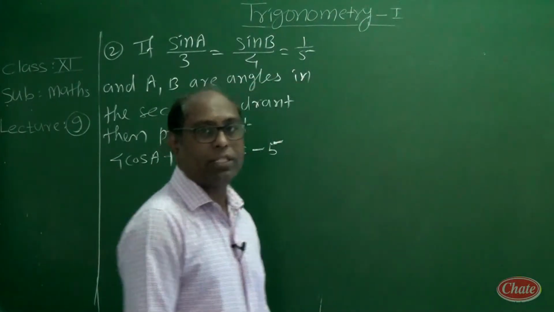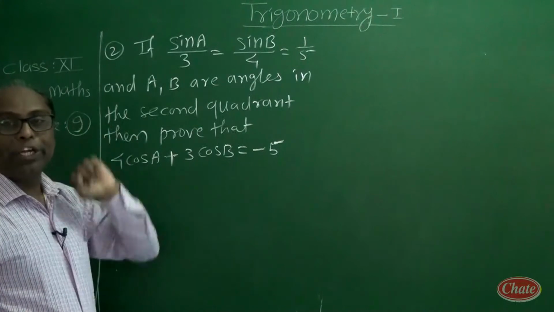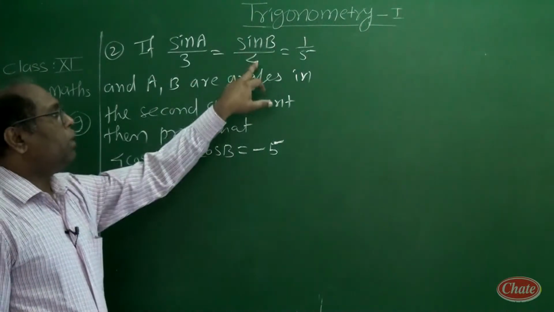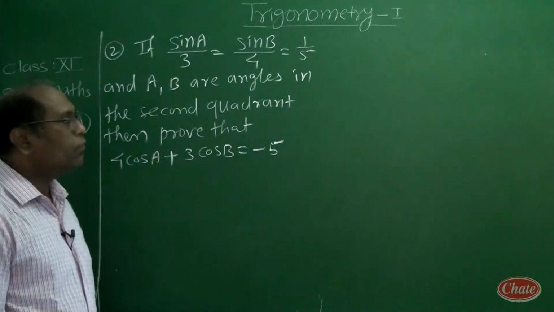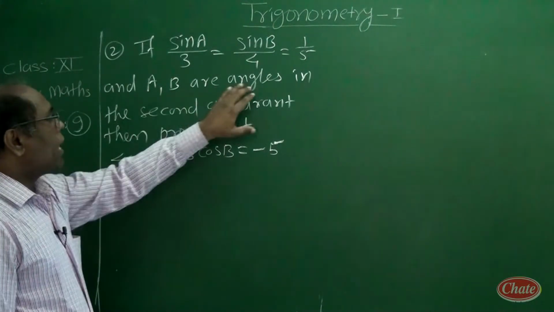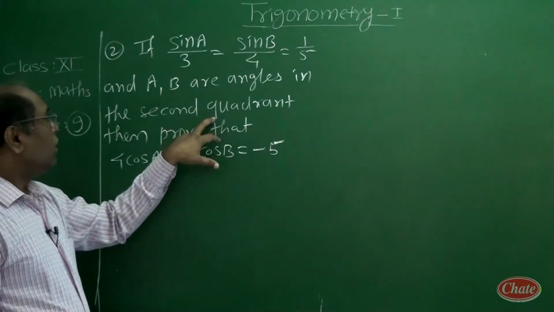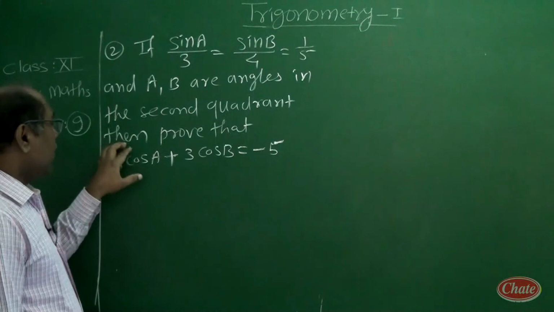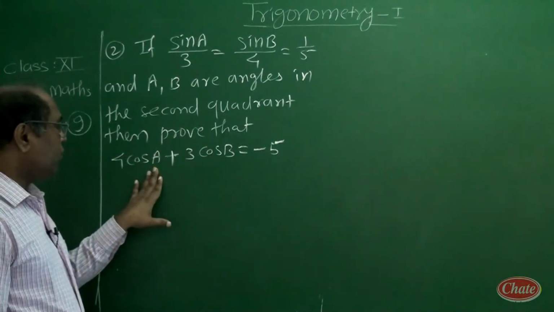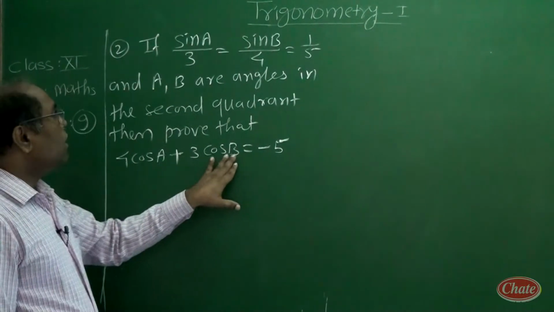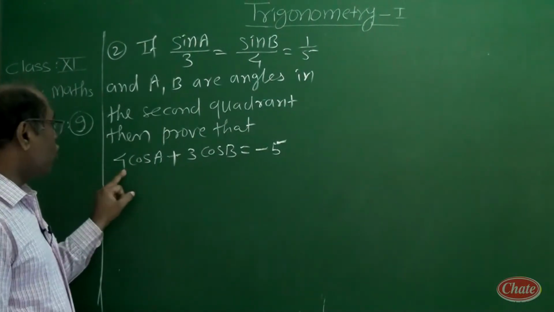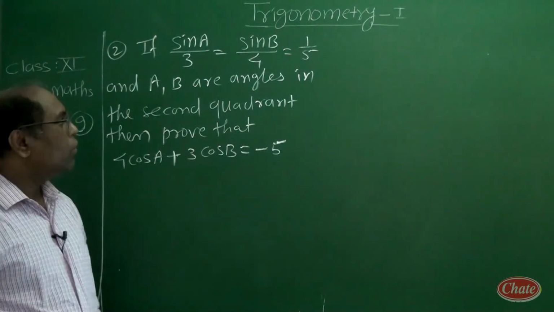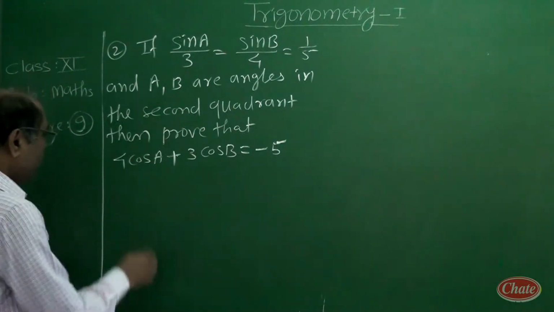Okay students, now here's the next sum from exercise 2.2. If sin A upon 3 is equal to sin B upon 4 is equal to 1 by 5, where A and B are angles in the second quadrant, then we have to prove that 4 cos A plus 3 cos B is equal to minus 5. Now see how we are given.